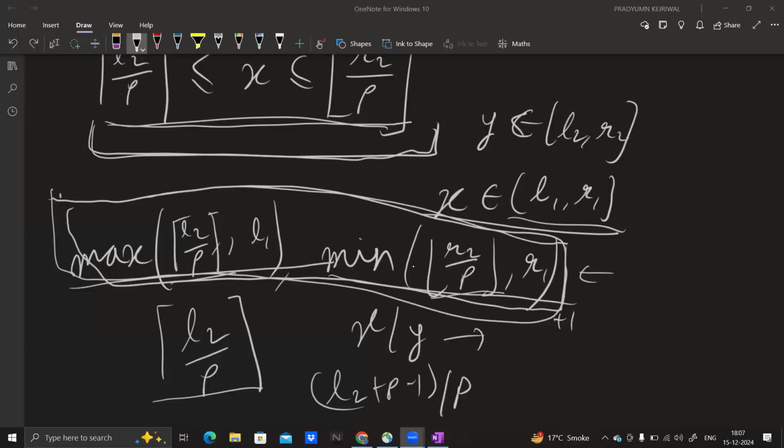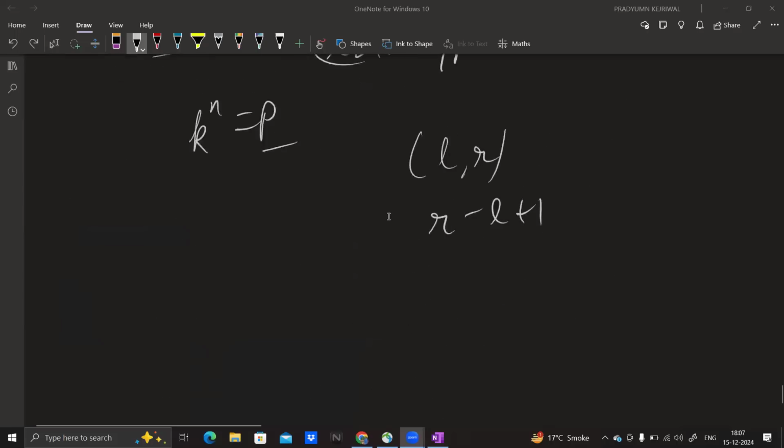Let me explain this trick for getting the ceiling. Okay. So what we want is the ceiling of L2 by P.